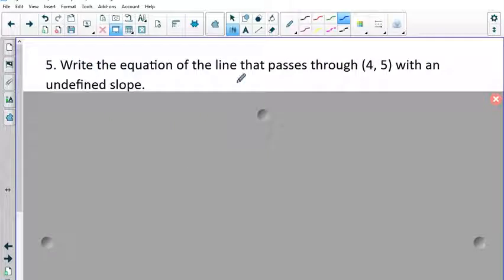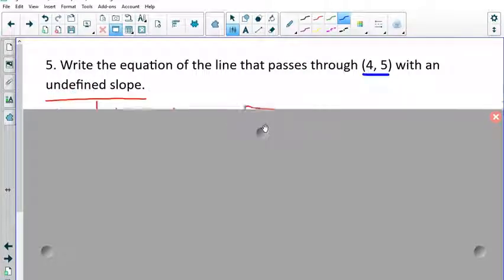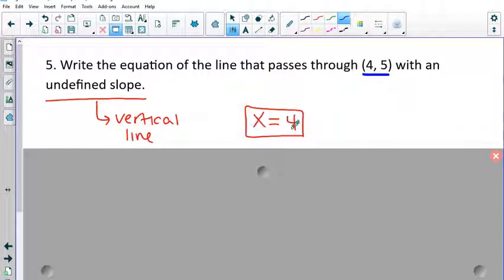So if I ask you to write the equation of a line that passes through this point and has an undefined slope, well, if you think about it, undefined slope implies that it's vertical, and so the equation of this line would be x equals a number. So your answers in this section are either going to be x equals a number or y equals a number. And because we want a vertical line, that means I have to use the x value of this point. And what's the x value of this point? It's 4. So that's why my equation is x equals 4.